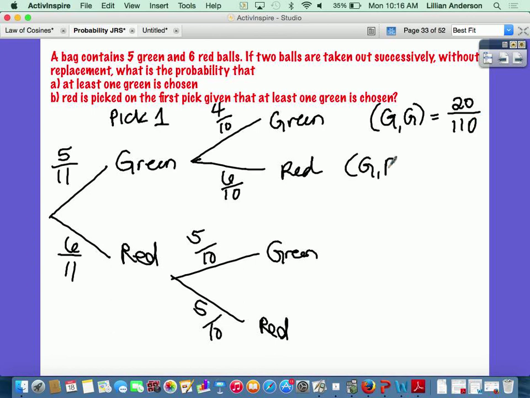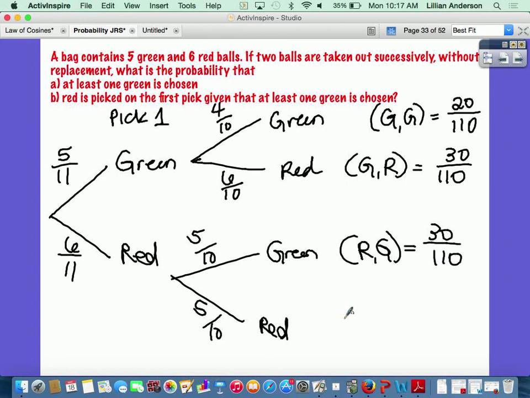What if I reach in, get a green one and then a red one? 30 out of 110. What if I reach in, I get a red one first, then a green one? 30 out of 110. And then what if I reach in, I get a red both times? 30. Real quick, 30 plus 30 plus 30 plus 20 is 110, so we're good. 110 out of 110. Questions on where these numbers came from?